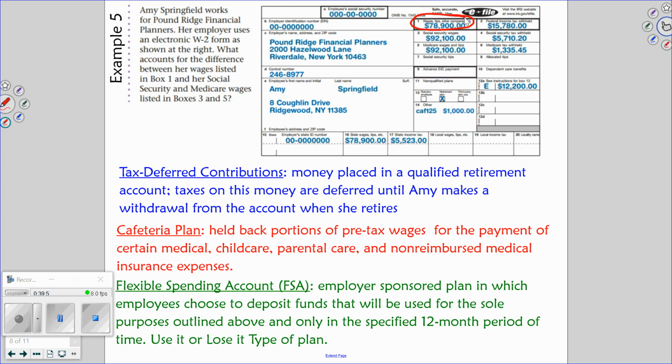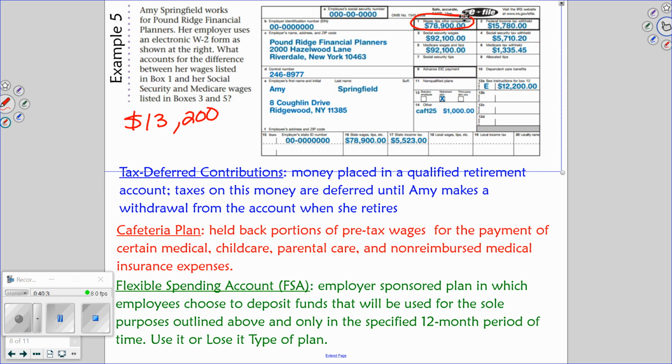All right, then if you look, Social Security and Medicare wages is different. How much higher is it? How much more is the Social Security and Medicare wages? I want a number. 84. Wrong. Thank you, Robert. We're looking at a difference of $13,200. The difference between these two numbers. Just subtract them. Yep. We're looking for the difference because the question's asking us what accounts for the difference.